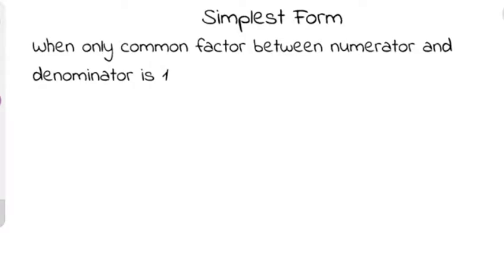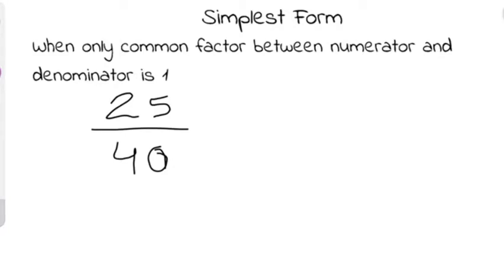Simplest form. A fraction is said to be in its simplest form when the only common factor between numerator and denominator is 1. For example, take 25 upon 40. Now the common factors between the numerator and denominator are not only 1. They have other factors also. That means this fraction is not in its simplest form. Now what to do to bring it in its simplest form? We have to divide the numerator and denominator both by a common factor till we reach numbers which have only 1 as their common factor.